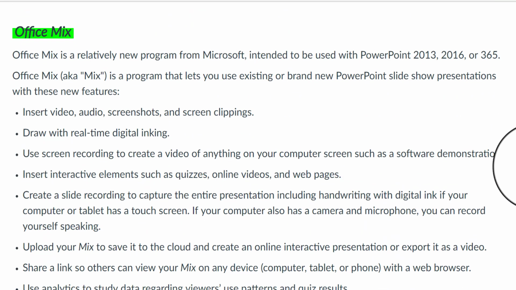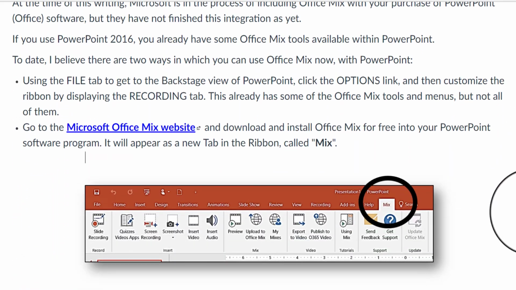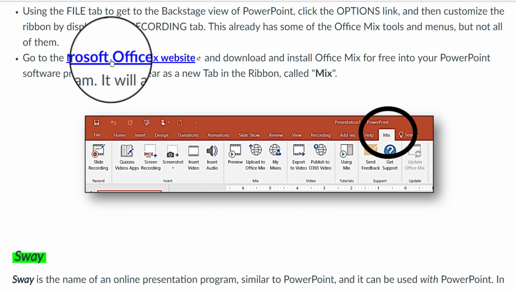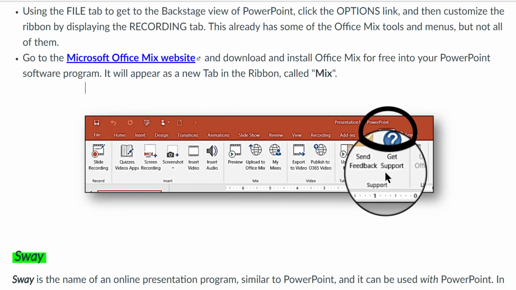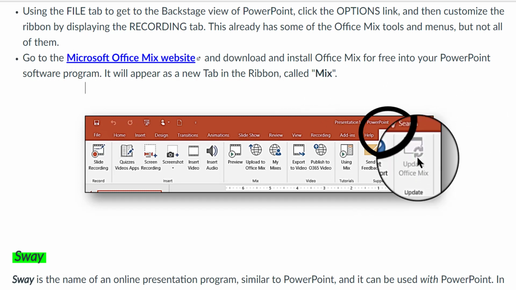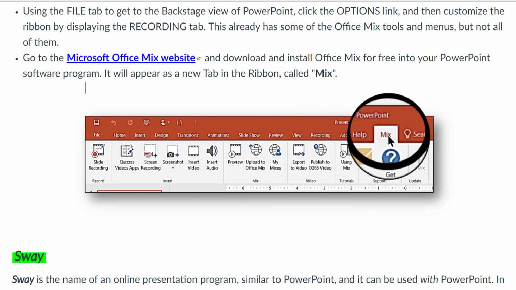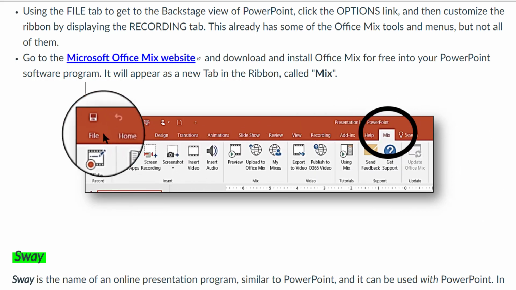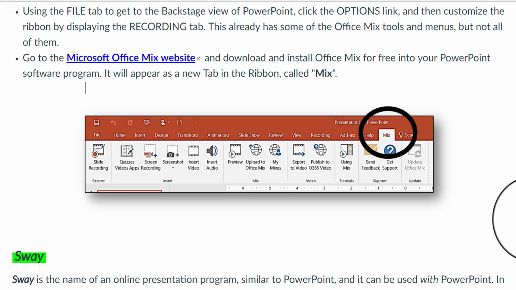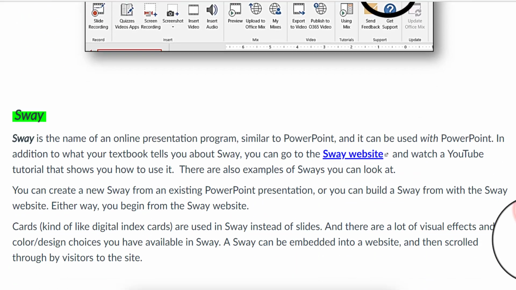So keep going down, and here this talks about Office Mix, which is something you can use on the PowerPoint toolbar. It has more to do with video. It also has its own website, which is right here. There's a link to it right here. And here's an illustration that shows you how to see Office Mix on your toolbar. If you don't have it on your toolbar in PowerPoint, then that means you have to click File and then click Options and then go in and turn it on so you can see it.